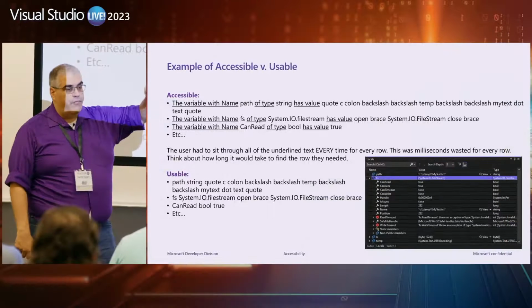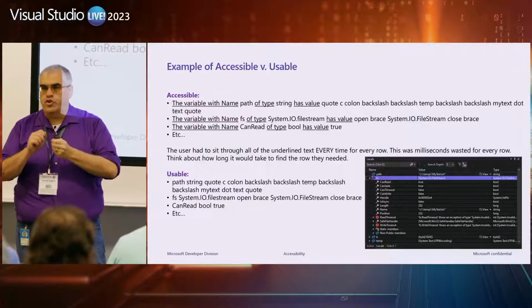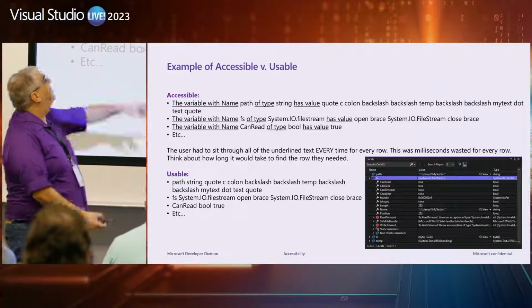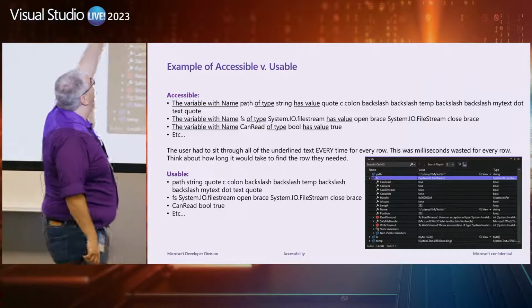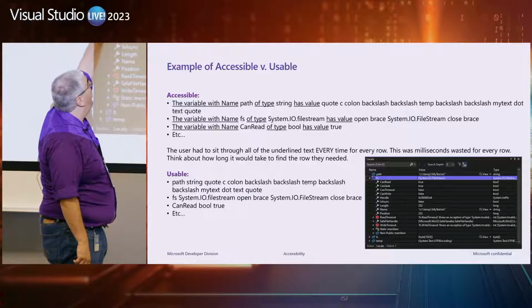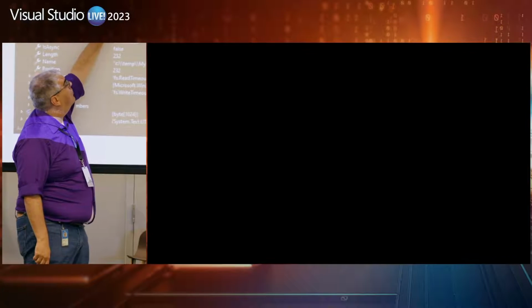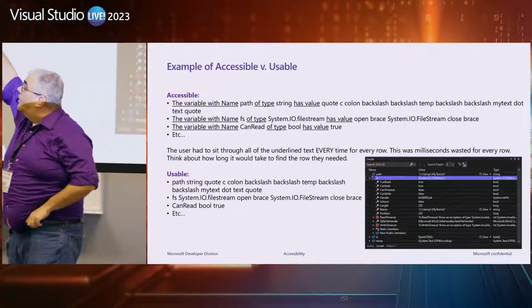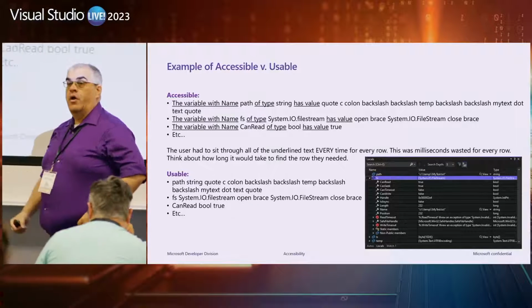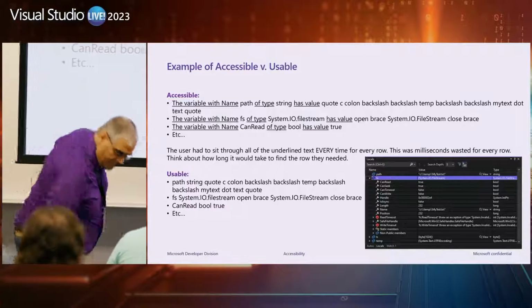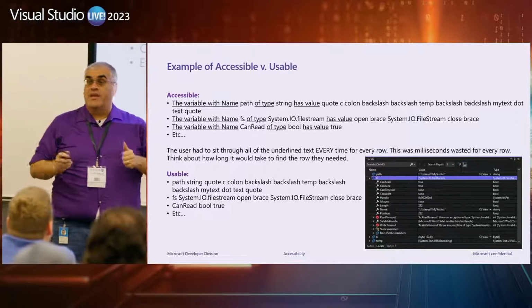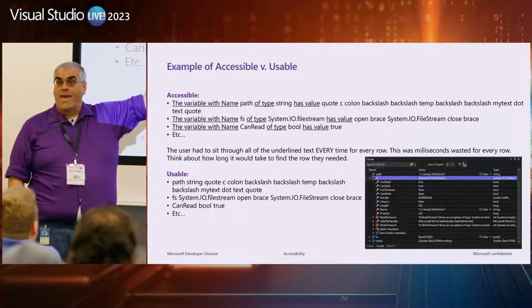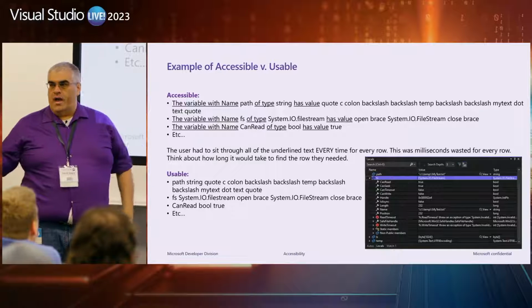In this case, for row, it specifies what does the user need to know. And it specified the variable with name, because, okay, I've got a row in a table. The variable with name, path, has value, quote, C:\, it read off all of that. You can see that's what it spit out when the focus arrived on each row. And our engineers clapped their hands and said, hey, great job, we met accessible. And we did. That is accessible. That met all the requirements. It ticked all the boxes, and yes, it did its job.